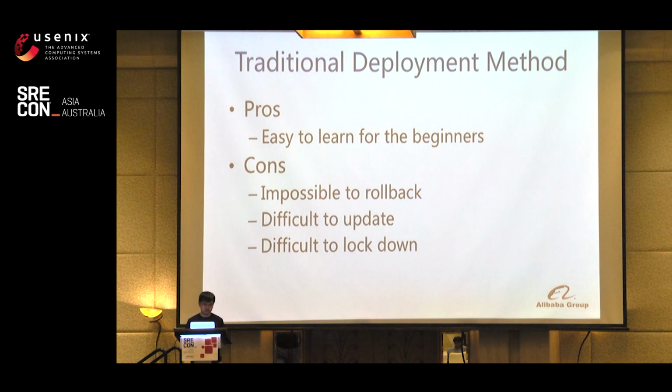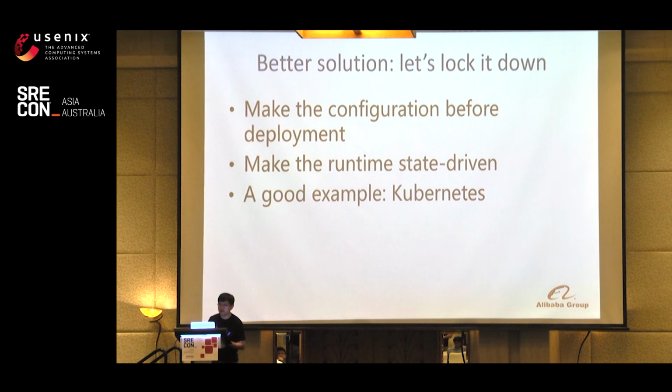And the third one is it's very difficult to lock down, because we have to ship hundreds of data centers. So we need to make a baseline for our data center, so that we can make sure the new data centers are exactly the same as we expected. With the traditional methodology, we have tried different ways to optimize them. But these three points, after years of trying, we cannot fix them. So we came to a better solution.